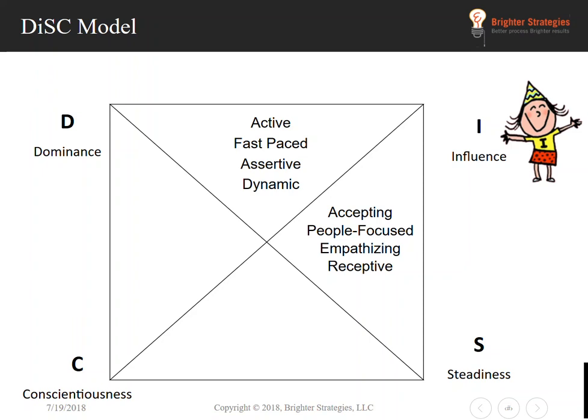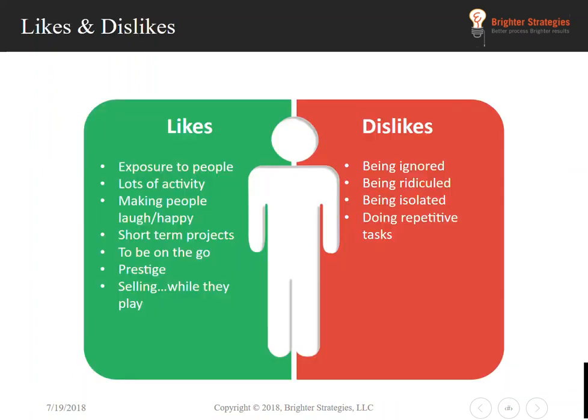Some of their limitations is that they can be impulsive. They can also appear to be disorganized, and they can have a lack of follow through. So these are people who definitely like to connect with others and get other people involved. So there's a lot of exposure to other people. They like a lot of activity. They tend to like short-term projects. They're always on the go.